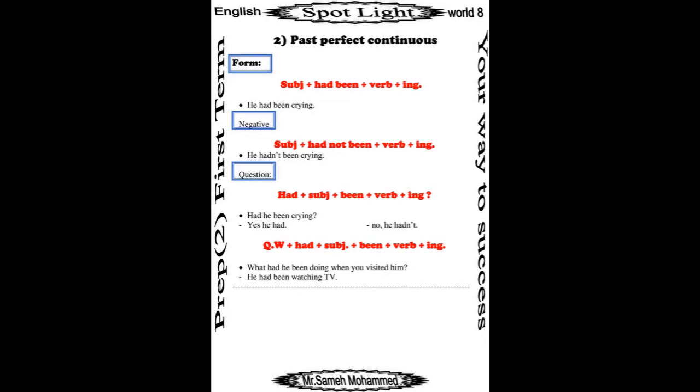The second part of grammar in this unit is past perfect continuous. Now we will talk about the form of past perfect continuous. The form is subject plus had been plus verb plus ing. For example, he had been crying.